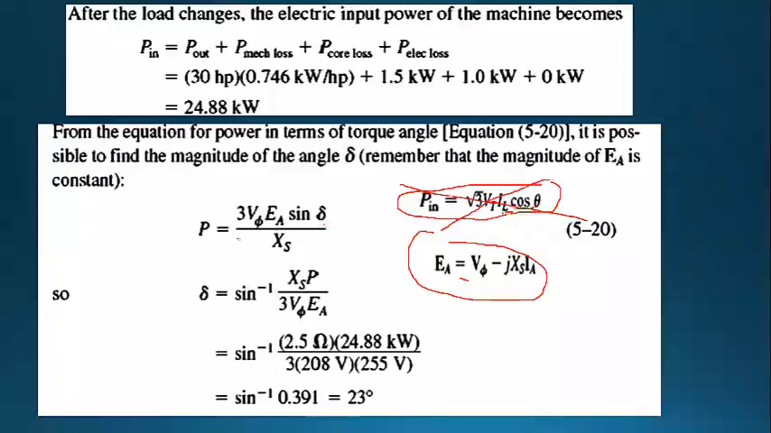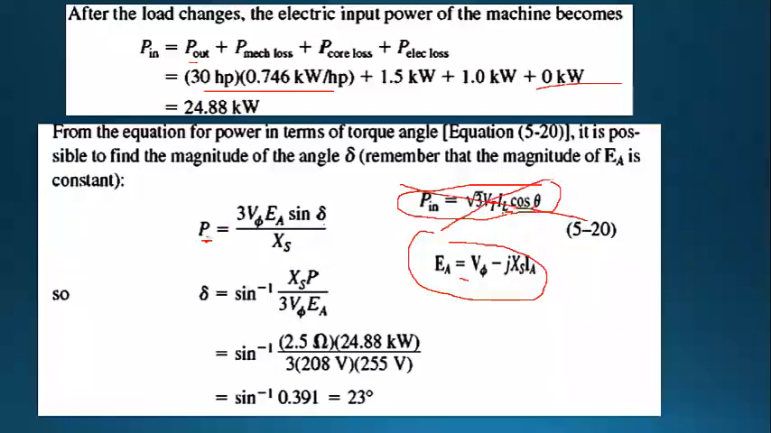But before that, we need to calculate our input power, because there's increase in load. So the input power too is going to increase. Now our output power, which was given to us as a mechanical quantity, we need to convert to an electrical quantity. So 30 multiplied by 0.76 kilowatts per horsepower. We'll convert this one for the output power side. And then we know our P loss remains constant. That one is 1.5 kilowatts as given in the question. And then our core loss was given in the question as 1.0 kilowatts plus 0 kilowatts, which represents the electric loss. I've already explained the reason why this part is 0. So if you compute, we will get our input power to be 24.88 kilowatts.